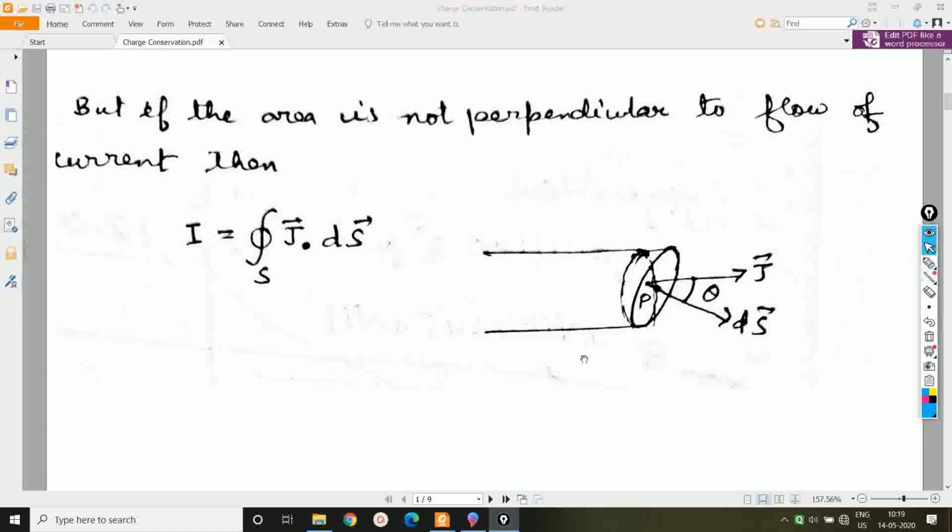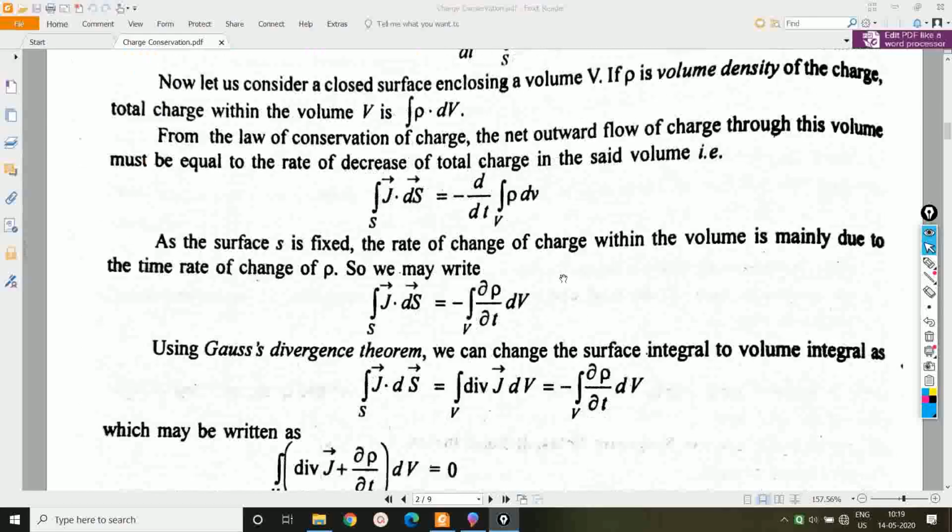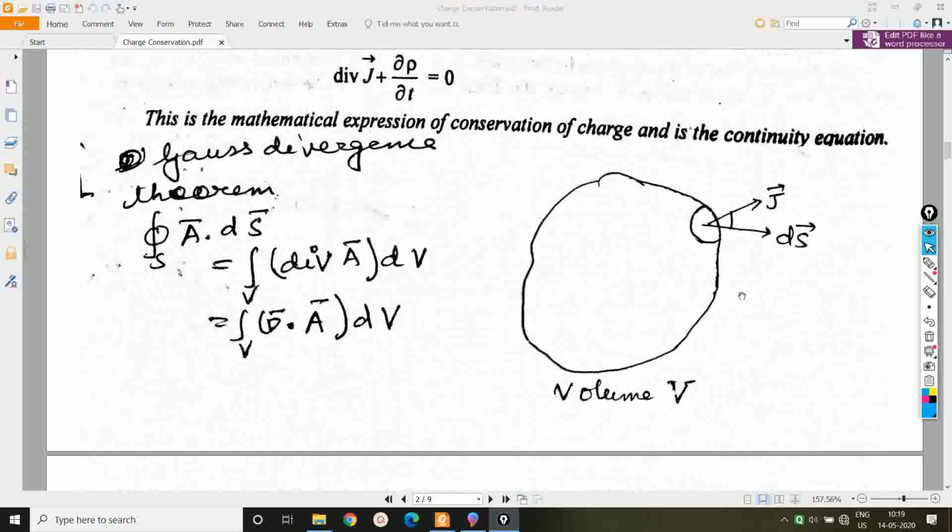Next we move on to the equation of continuity. It is in fact a manifestation or a statement of the law of conservation of charge. So to explore the equation of continuity, let us go to this figure first. What does this figure represent? This figure represents a surface S.